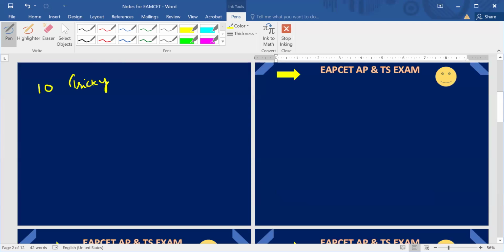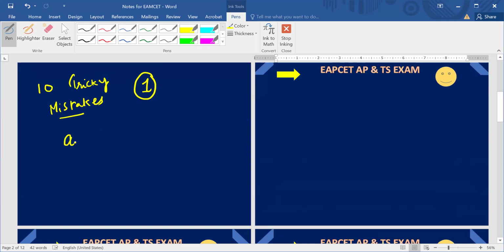Why I'm saying 10 tricky mistakes is because we know them, but often when we are writing with a pen, we make a mistake, and our own handwriting may bring us a small error. So without wasting time, what is the first mistake we tend to make?